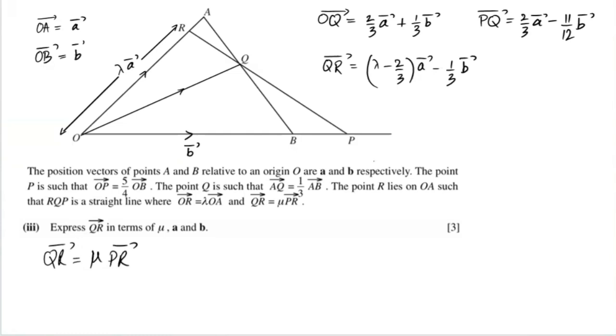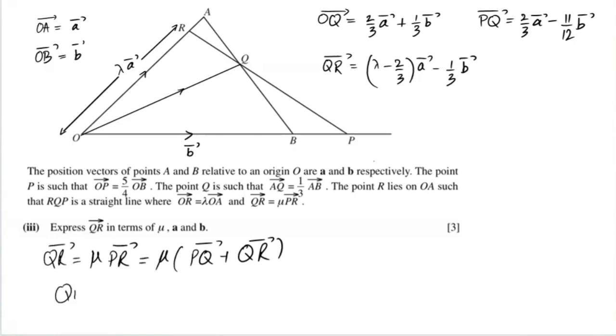So now how do we get this PR? If we try to use this path like PO and OR, you will end up using a lambda again, which we do not need. We need this expression only in terms of mu, A, and B. So we use a trick. We write PR as PQ plus QR. So we have the value of PQ. I've kept it right over here.